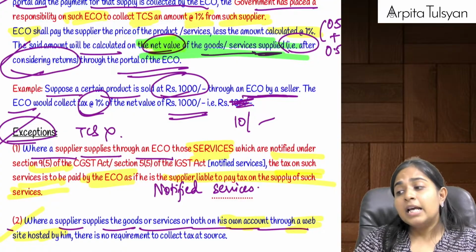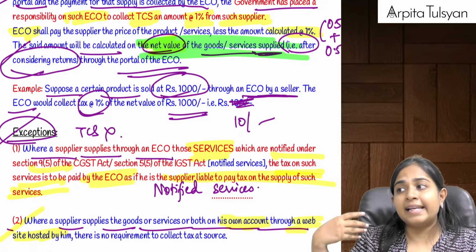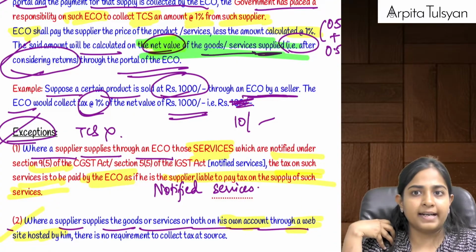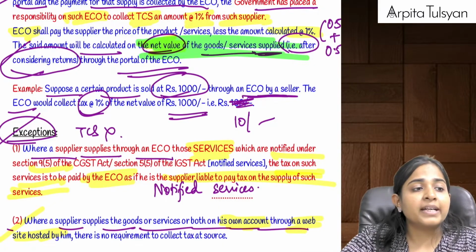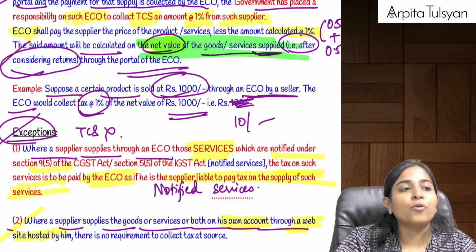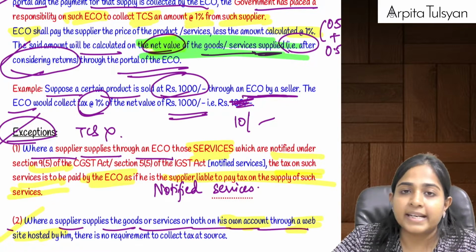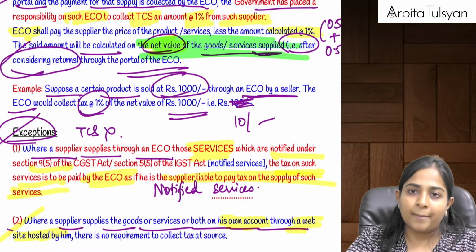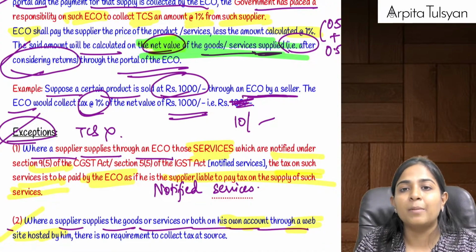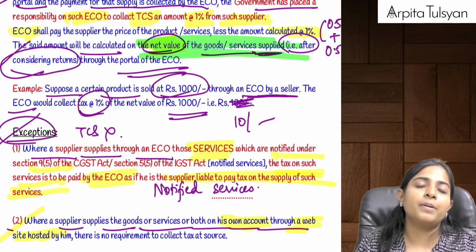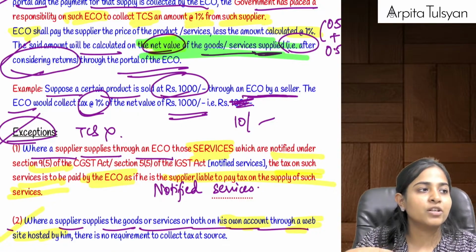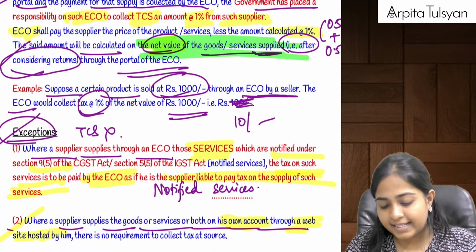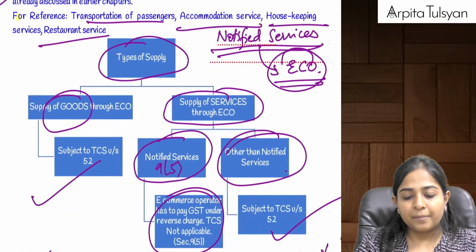Then after that, suppose the supplier is selling the products from his own website, then in such a case TCS provisions are not at all applicable. Why? Because TCS provisions will become applicable only when there is an ECO in between. So if I am providing some goods or services from my own website, then TCS provisions are not applicable. Are you clear with this?